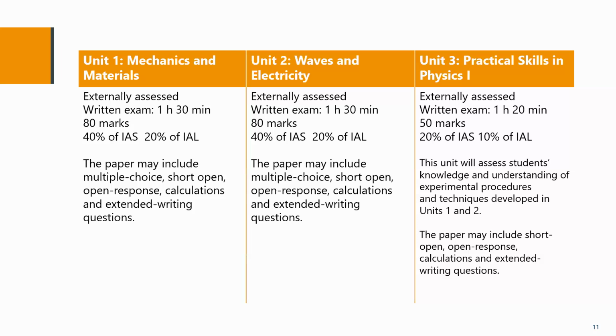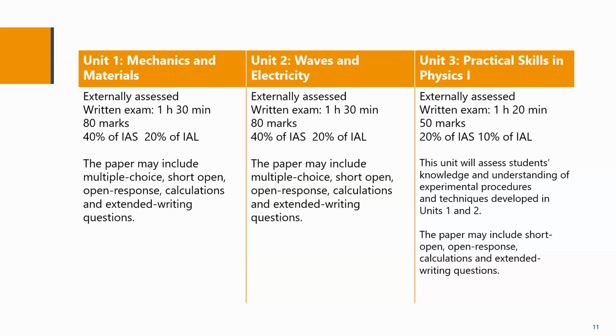This is an overview of the 3 units in the IAS and their assessment. Externally assessed, Unit 1 and Unit 2, well, all 3 of them are externally assessed. Unit 1 and Unit 2, the content modules in this part, have a written exam of 1 hour 30 minutes duration, and each are worth 80 marks, which is 40% of the IAS each, or 20% of the full A level. In both cases, these papers may include multiple choice, short open, open response, calculations, and extended writing questions.